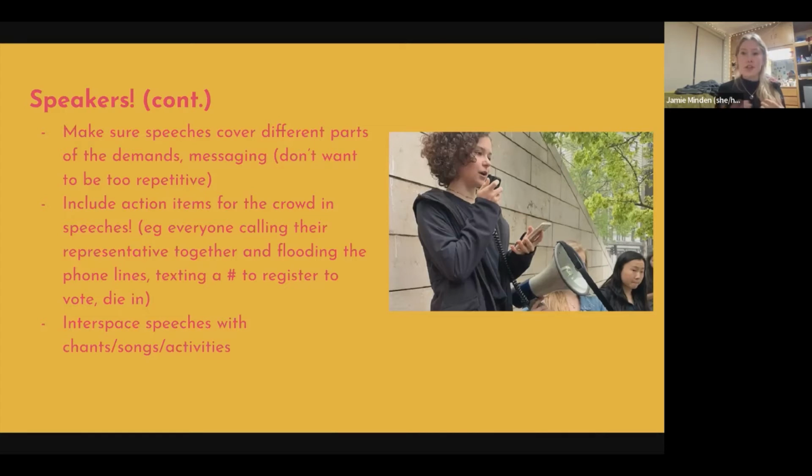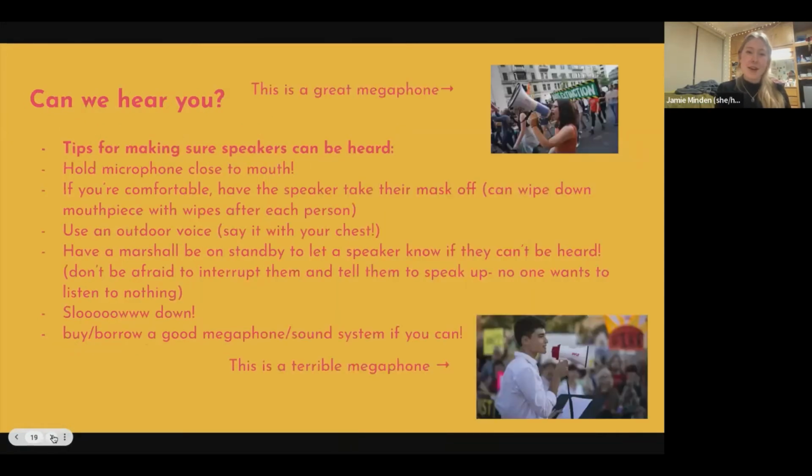You could have a die-in, which is where people all lie down on the floor. It's a really solemn thing, lying down on the ground to represent the deaths that are happening because of the climate crisis and the horrible things that our generation might face. There are plenty of other options of things you could do during your speech, but really involving the crowd is a great way to get people engaged. And interspacing speeches with chants and songs and activities is always great too, to keep people engaged.